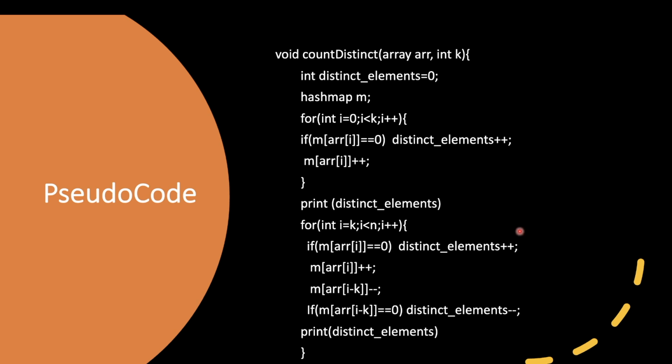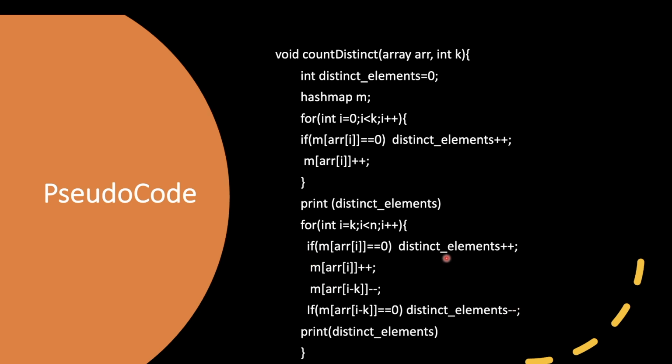This is the for loop. Let me tell you this code again in brief. We have this function which prints the distinct elements in a window of size k. We take distinct elements and a hash map. We make the window. If the frequency is 0, that is we are getting it for the first time, we increment the distinct elements and also increment its frequency in our map. We print it. Then we will slide the window.